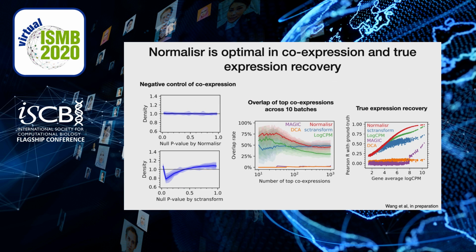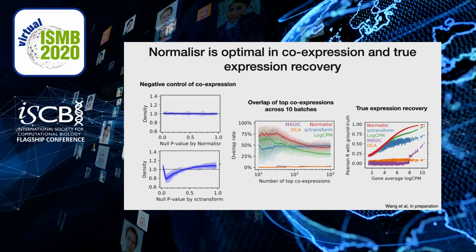We then look at the question of co-expression. Again, we use the synthetic data set without any co-expression, and Normalisr could achieve really very good performance on the null p-value distribution, which is very close to uniform. On the other hand, if you look at SE transform, it had pretty biased p-values, getting a very high false positive rate and some false negatives, with a distorted null p-value distribution in general.